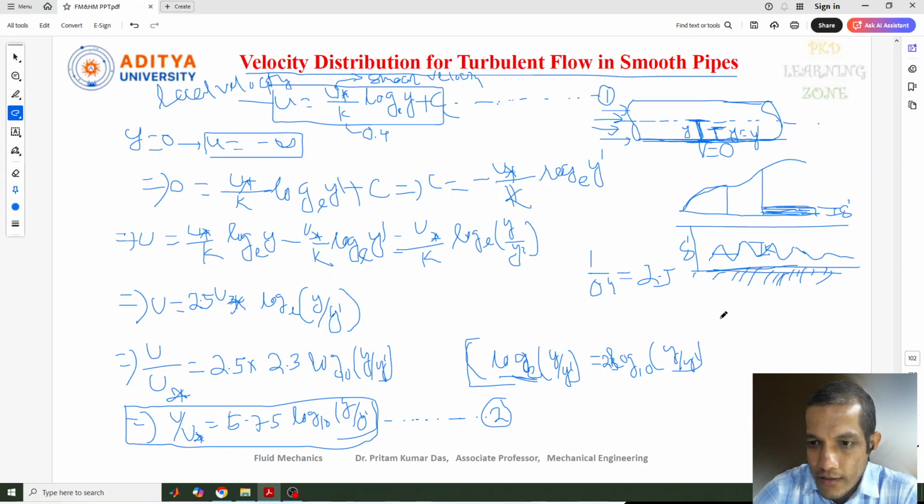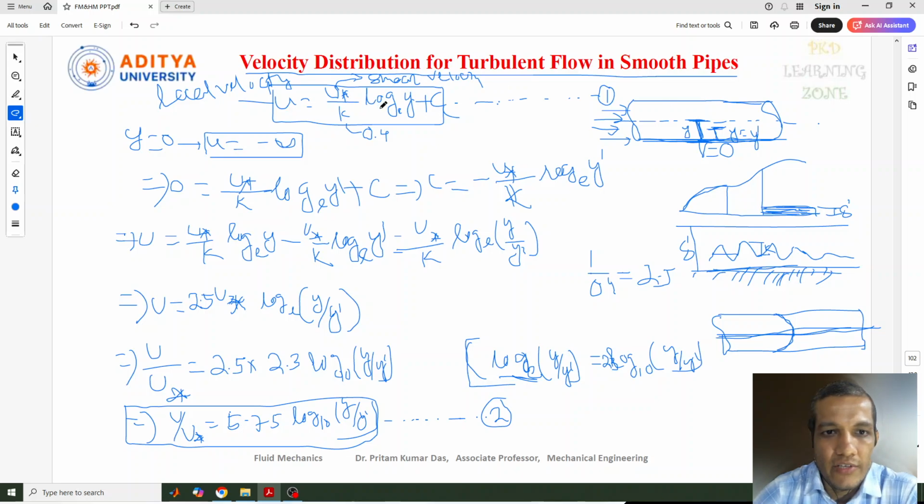let me draw it here. Suppose this is the pipe, let me close it, and this is the center line. As we know, near this surface boundary the velocity is 0. So the curve will start like this, and it will be maximum at the center line, the center of the pipe. Similarly from this side, it will start from 0 and again be maximum here, and like that it will close.